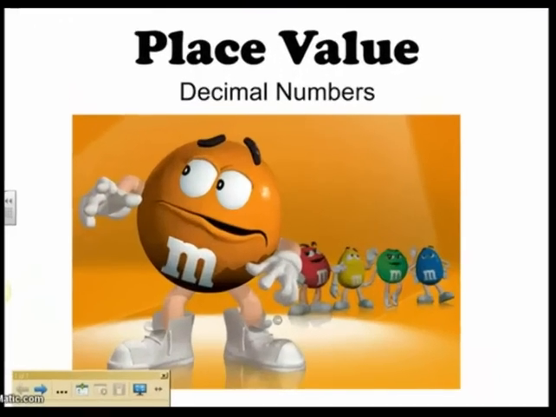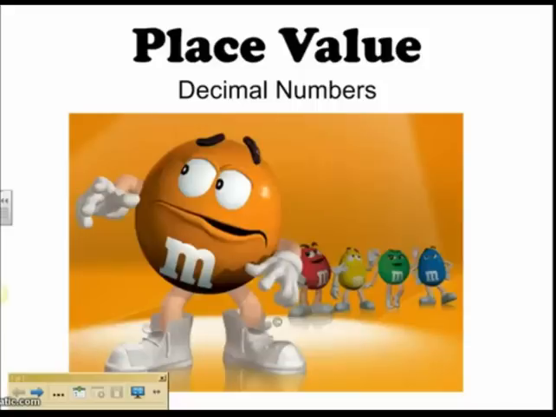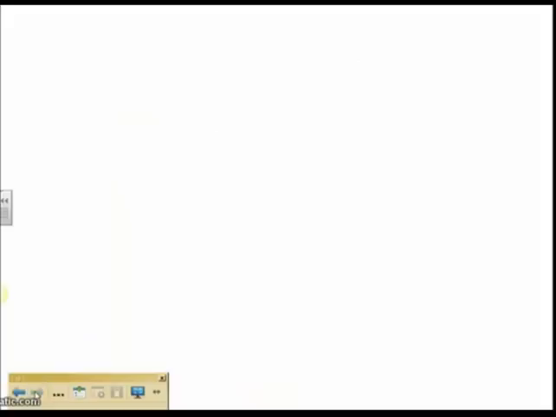Okay guys, today we are going to cover the place value of decimal numbers. So let's go ahead and get started. Now, what is a decimal? A decimal is a dot that falls between a whole number and a fractional part. So if I have this number right here, this now becomes a decimal number because I added a decimal into it. Now, what we're going to talk about today is how to read those decimal numbers.